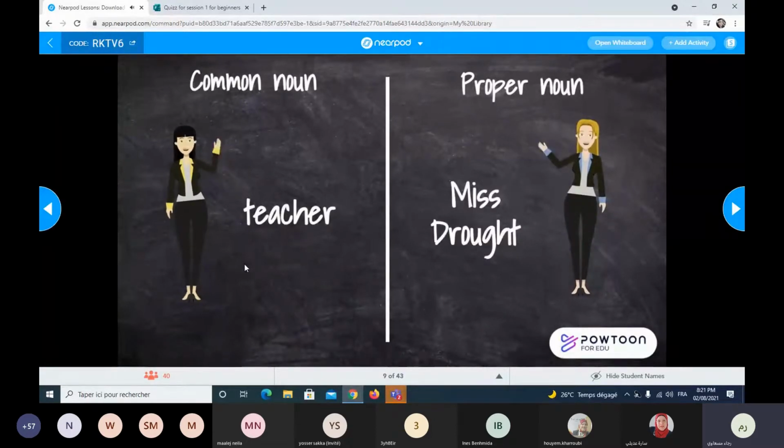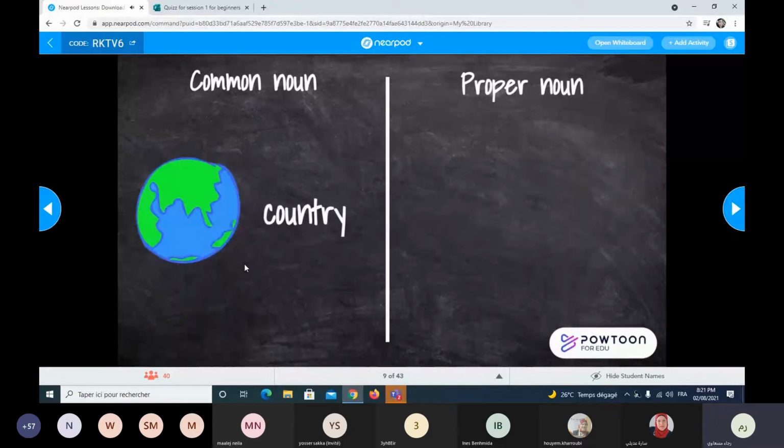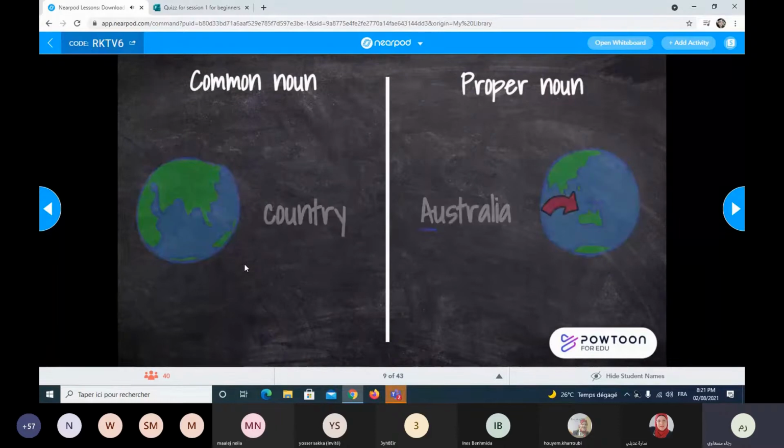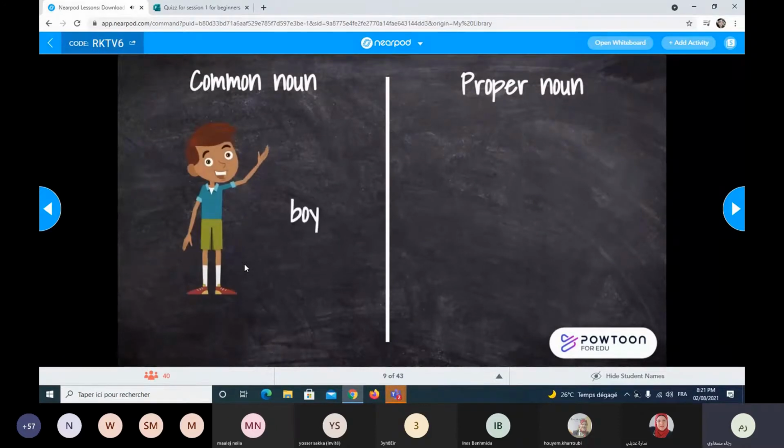Country is a common noun because it is a place, but does it name a specific place? No. However, if I were to say Australia, that's specific, so it's a proper noun and needs a capital letter. Boy is also a common noun. But if I were to name the boy, Paul, this would be a proper noun. So we would capitalize Paul.